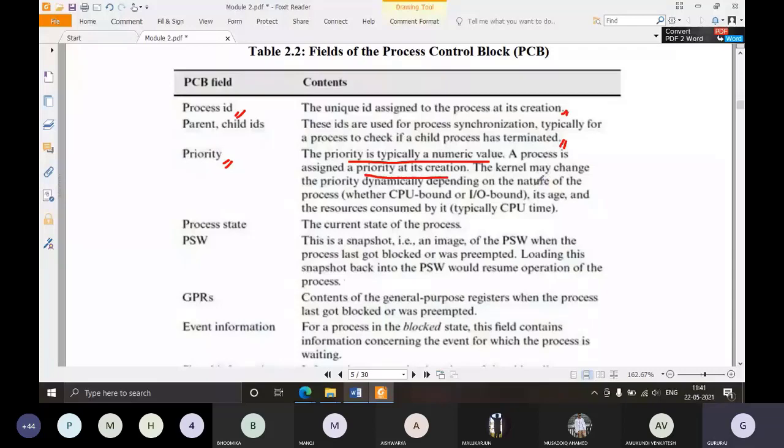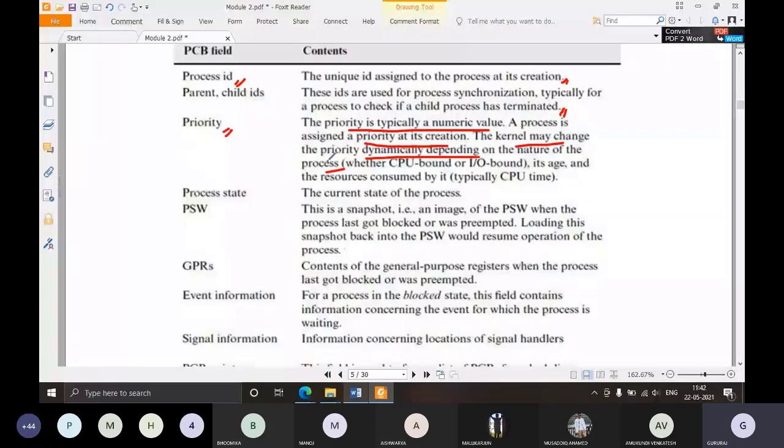Whenever the process is created, a priority number is given. So the kernel may change this number dynamically depending on the nature of the process. Okay, so this priority can be changed also based on the requirement. So next is process state. As I told, process state, we will discuss in detail.